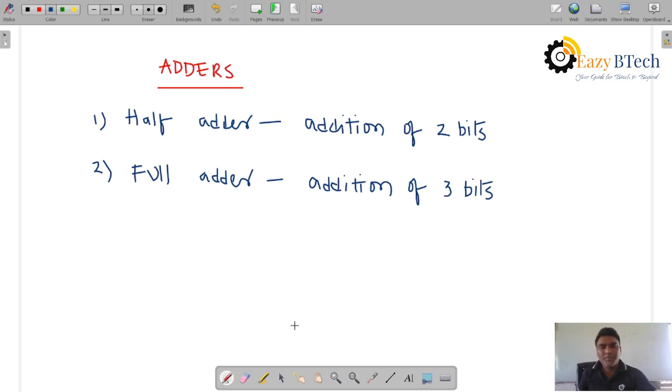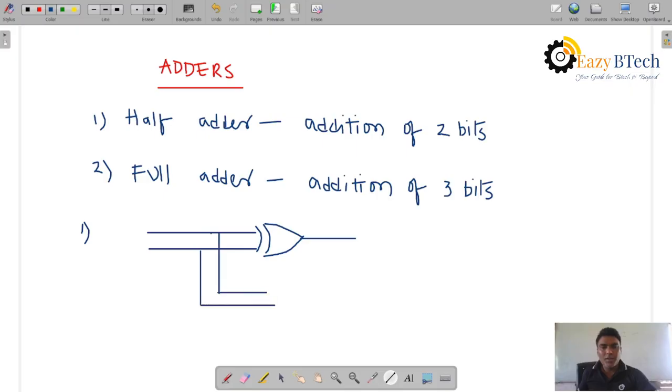Let us see the half adder circuit first. Any bits we are adding, we will get the sum value and the carry value. So this is a half adder circuit. We can apply the two bits, and the outputs are the sum value and the carry value.